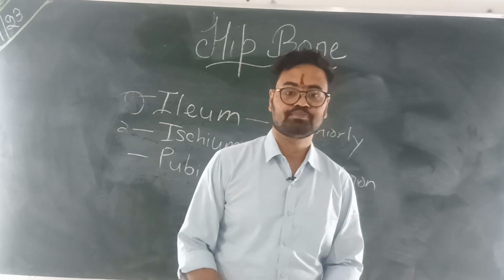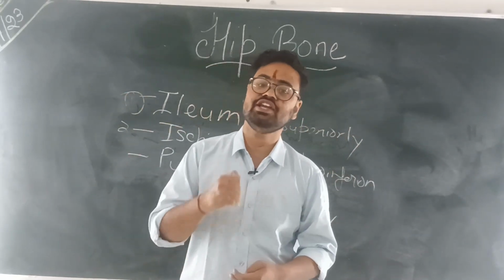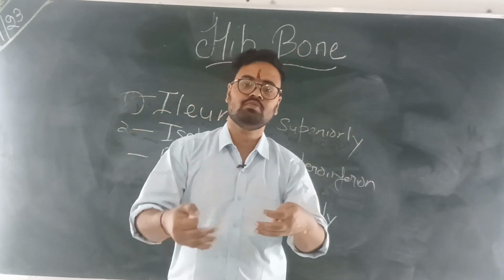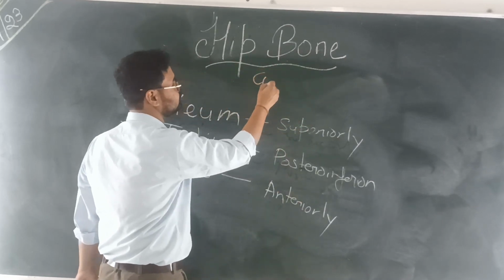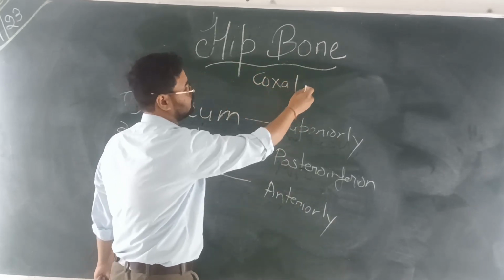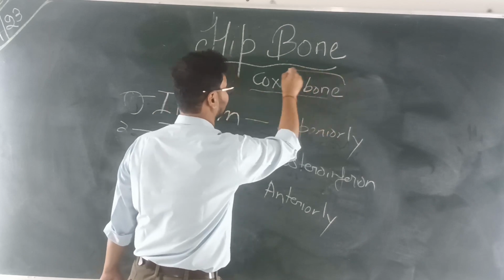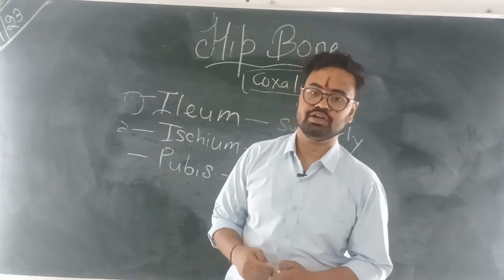So basically these three innominate bones, what do you mean by innominate? Innominate means these three bones fuse together to form the hip bone. Hip bone is also known as coxal bone. The other name of hip bone is coxal bone. Okay, so let us start our today's topic, that is hip bone.